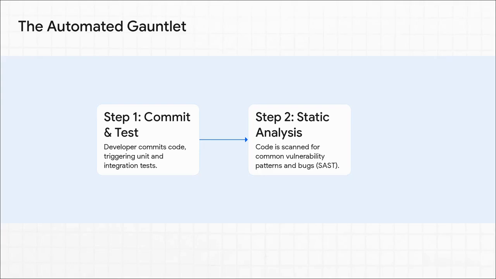First up, the pipeline runs all the foundational stuff: unit tests, integration tests. But then, right away, the code itself gets put under the microscope with something called Static Application Security Testing, or SAST. This tool scans the source code directly. It's kind of like a spell checker, but for security, hunting for common mistakes before the app is even built.